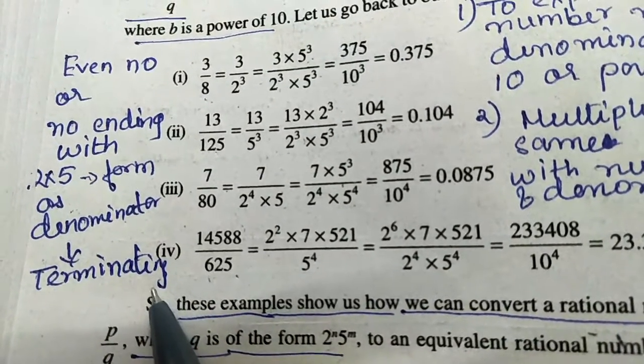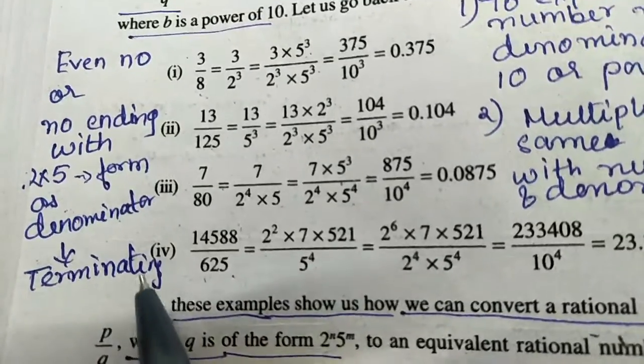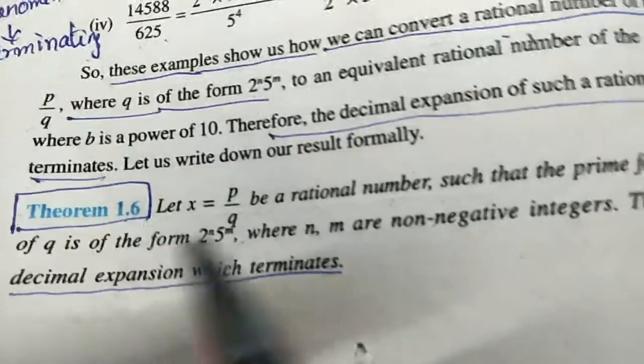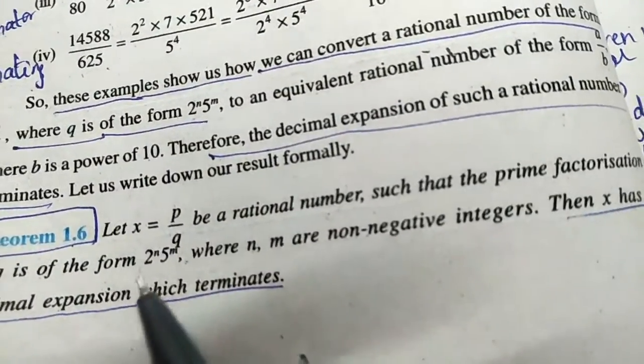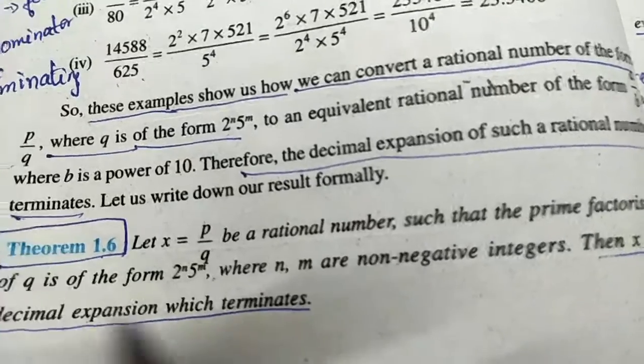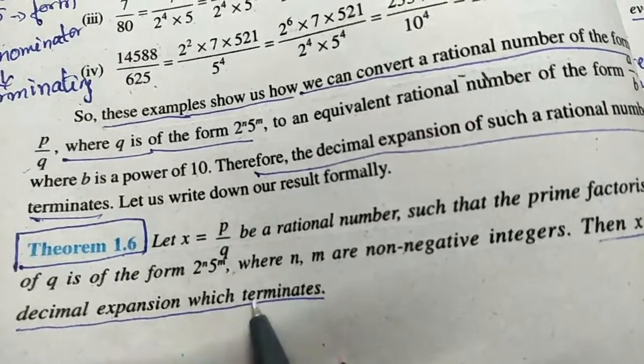This is without long division; you can tell whether it will terminate or not. That is what Theorem 1.6 says. So any rational number which can be expressed with a denominator in this form will be terminating.